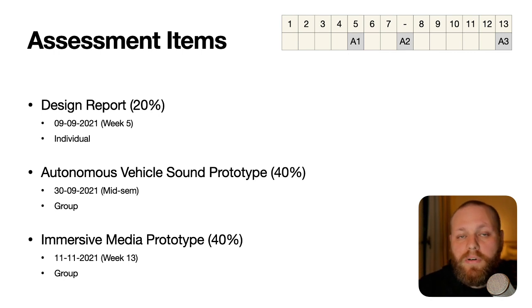And the immersive media prototype is in week 13, specifically because we want to allow students the time to develop the skills and understanding of the software to actually be able to meaningfully engage with the assessment brief itself, which is about immersive media and sound design. So that's at the back half of the semester to give you the maximum amount of time with the software to get to know how to use it and do your best work.